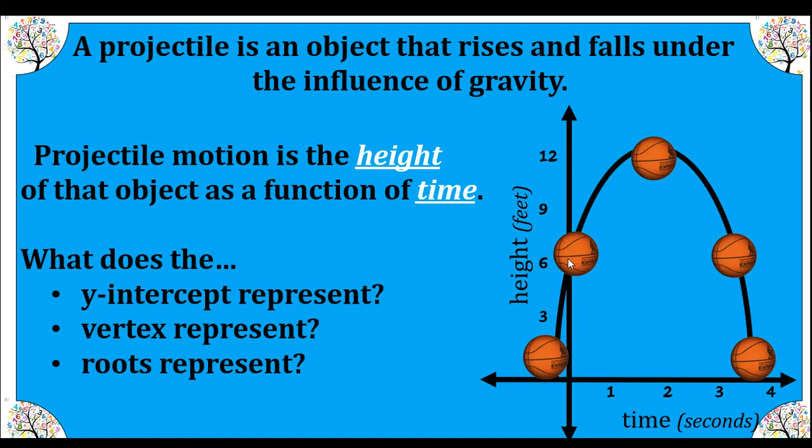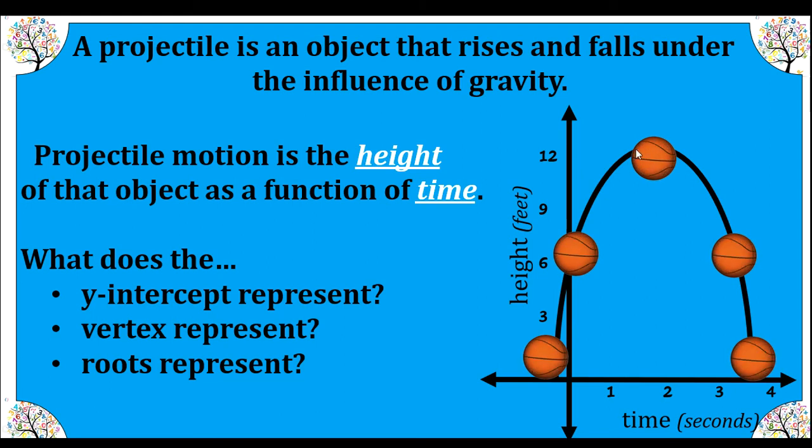So as you can see here, our basketball is launched at 6 feet. Let's recall the x-axis in projectile word problems represents time in seconds. So we're always going to have our seconds on the x-axis, and then the y-axis will represent height in either feet or in meters. So you can see at 0 seconds, the basketball was launched at 6 feet.